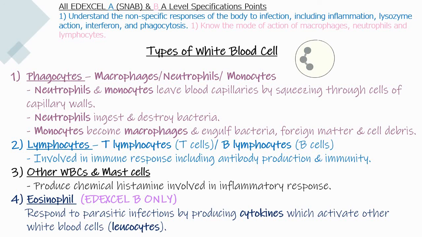The second type of white blood cells are lymphocytes, and these are T lymphocytes and B lymphocytes, known as T cells and B cells. And these are involved in the specific immune response, including antibody production and immunity.